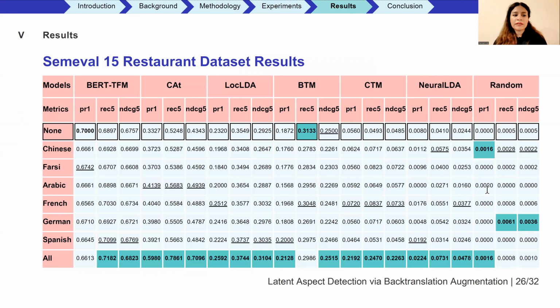As you see, these are the results for the SemEval 15 restaurant data set for the precision, recall, and F-measure metrics. The first row is none, which is the result of aspect detection before the augmentation, and the rest are Chinese, Farsi, Arabic, French, German, and Spanish. We can see the improvement of aspect detection after the augmentation. The last row is all, a combination of all languages, and we have the best results if we combine all the languages together.